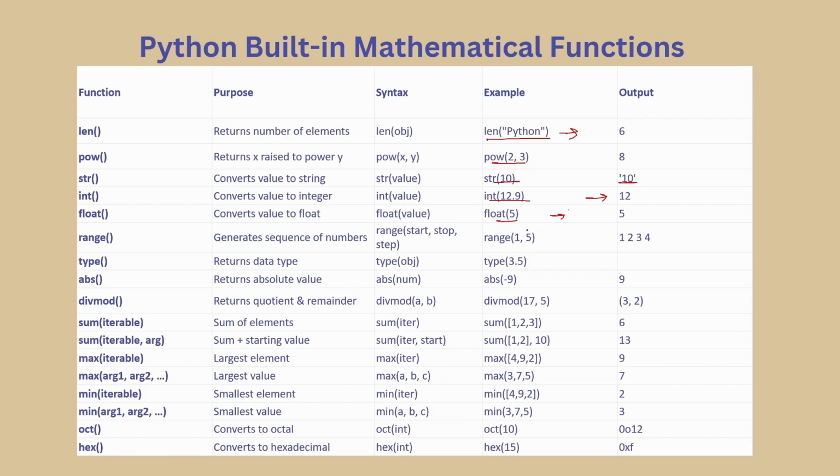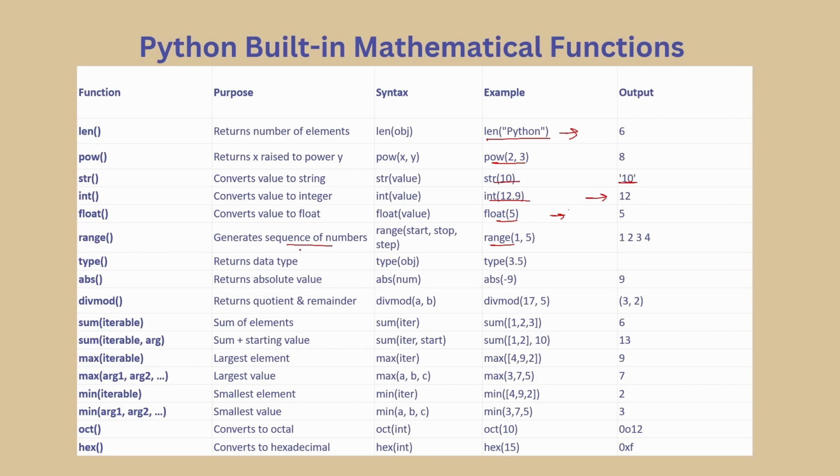Then we have range, which generates a sequence of numbers: range(start, stop, step). So we have range(1, 5), which gives output 1, 2, 3 and 4. Start is 1, it stops at 5, and by default the step is 1 only. So it gives 1, 2, 3, 4. It generates a sequence of numbers.